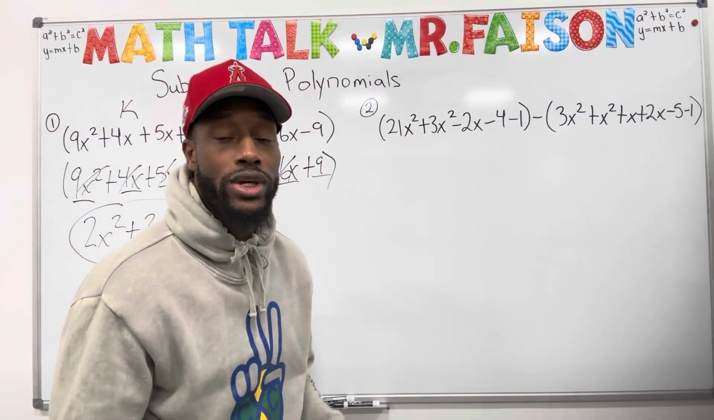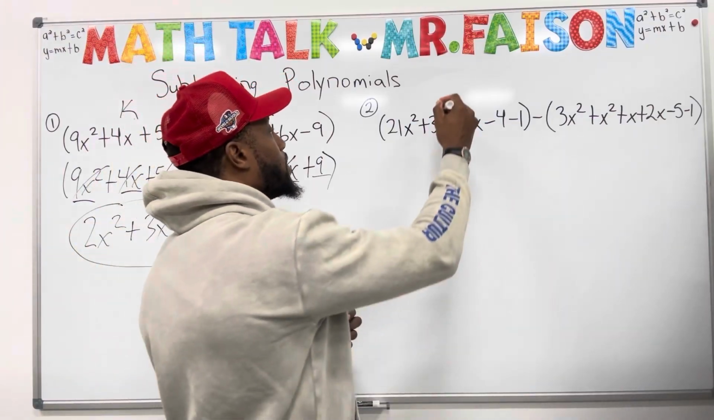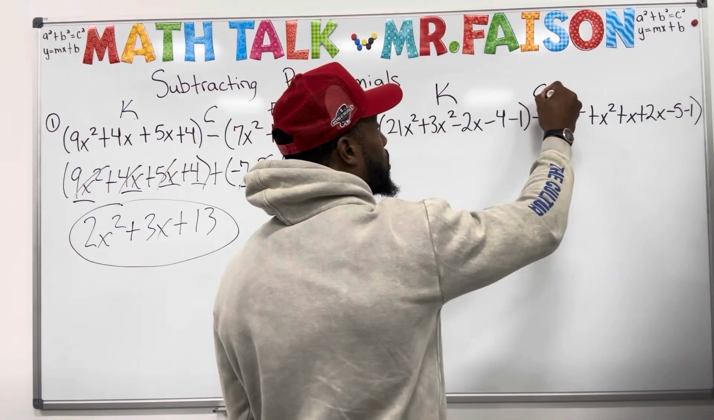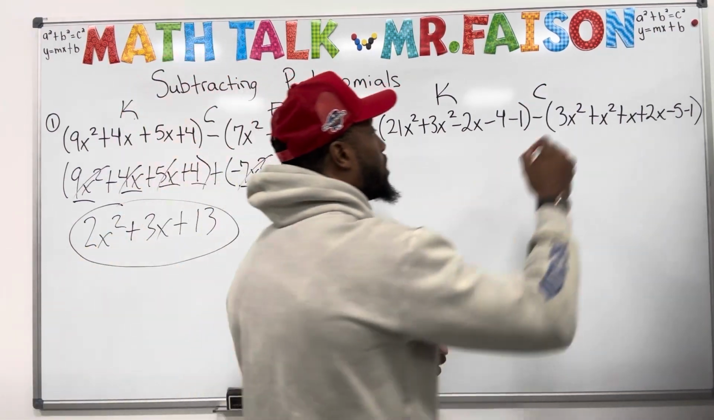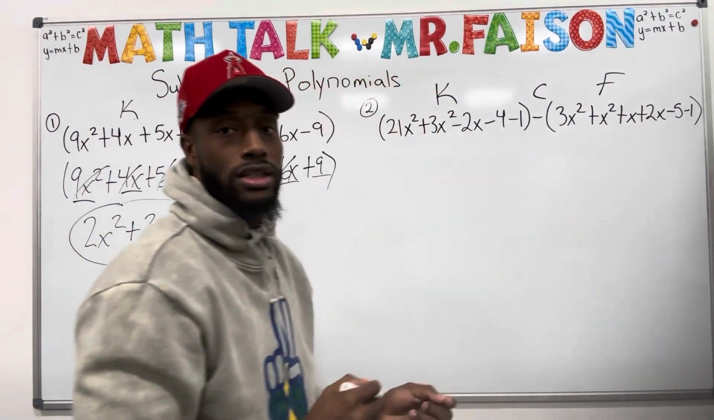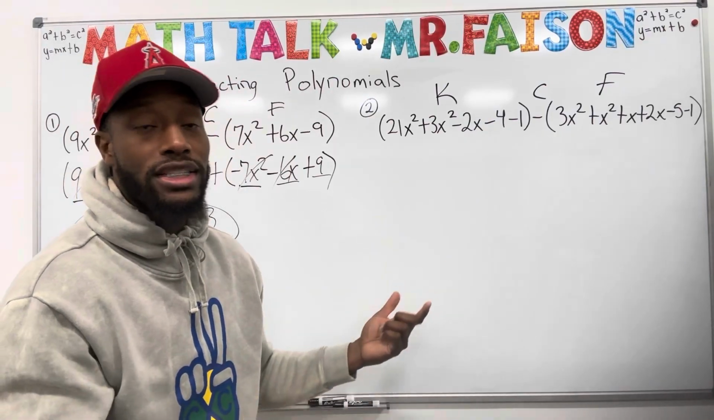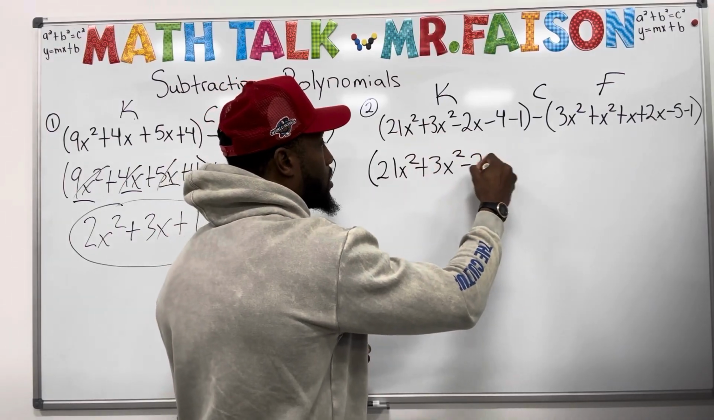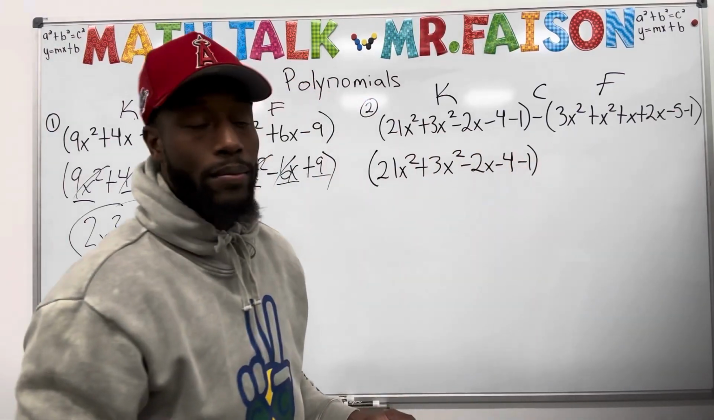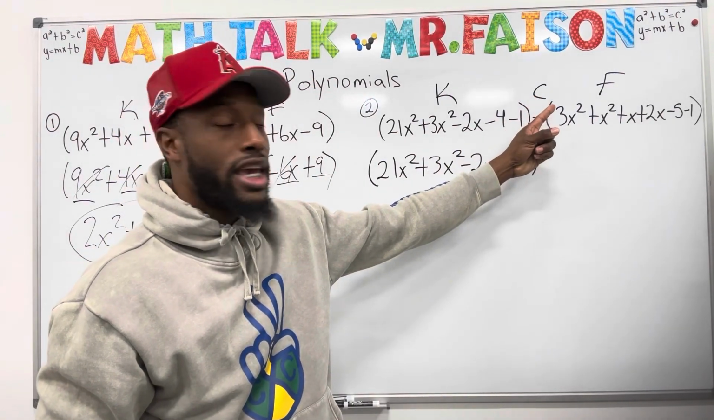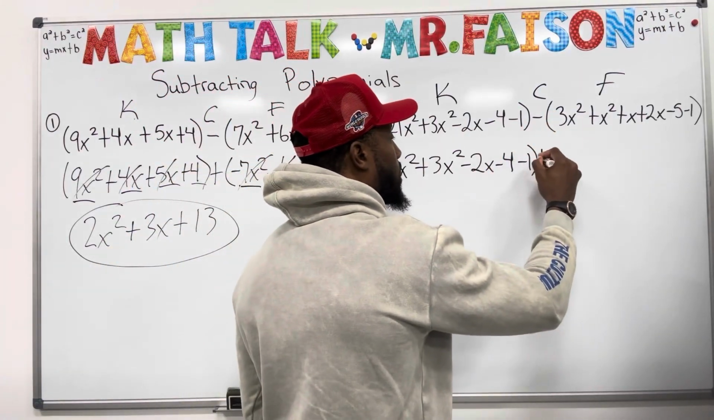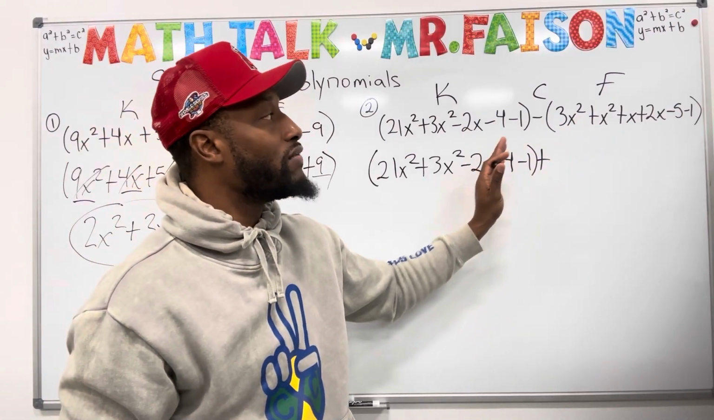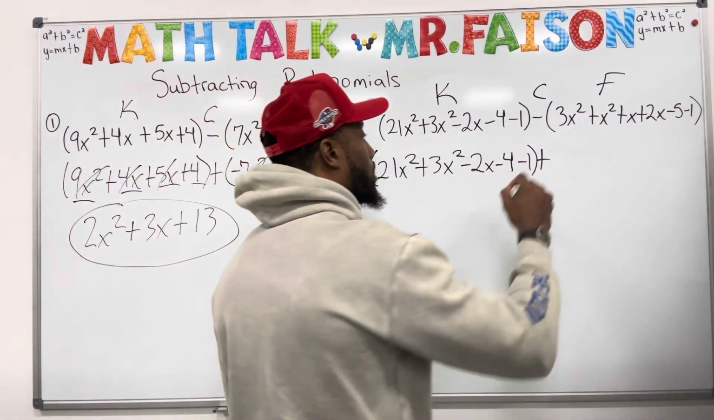The first thing I do is keep, change, flip. I got the K right there, right? I put the C over the minus sign, and I put the F over the second parentheses, right? First thing we do, that K stands for keep. So I keep everything the same, 21x squared. All right, now the C stands for change. So I'm changing this minus sign to a plus sign. The F stands for flip. So I'm flipping the sign of everything in that second parentheses.